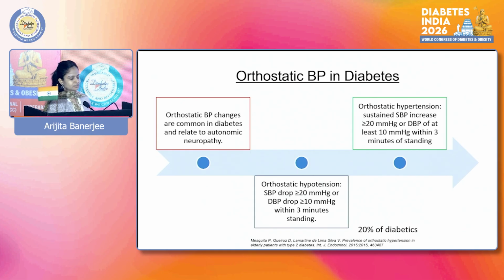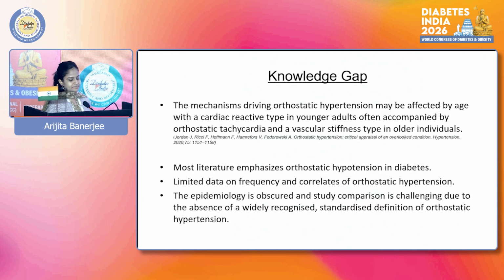What we have seen less is orthostatic hypertension, where there is an increase in the systolic blood pressure of more than 20 at 3 minutes of standing, and there we have an incidence range of 5 to 30% because of the limited data, limited studies, which make the studies challenging.